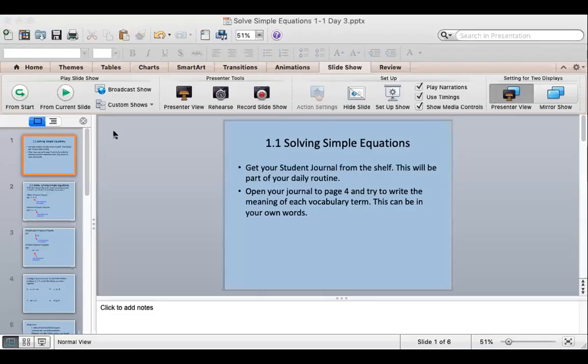Hi, algebra class. Today we're going to look at the notes for section 1.1, solving simple equations. So I'm going to share my screen here so you can see the notes. And this is the PowerPoint, and it goes along with your student journal. So hopefully you have your student journal with you, and you can open it up. We're going to start on page 4.